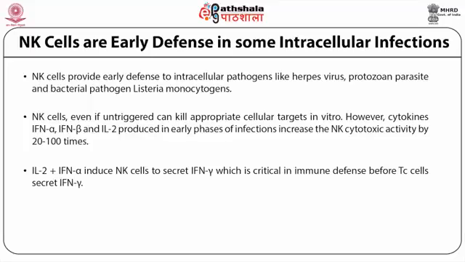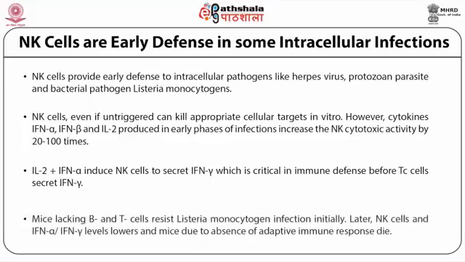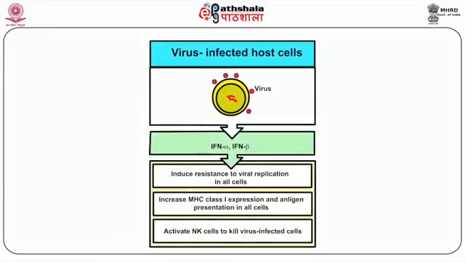which is critical in immune defense before TC cells secrete IFN-gamma. Mice lacking B and T cells resist Listeria monocytogenes infection initially. Later, NK cells and IFN-alpha and IFN-gamma levels lower, and the mice, due to absence of adaptive immune responses, die. We have referred to interferons several times.